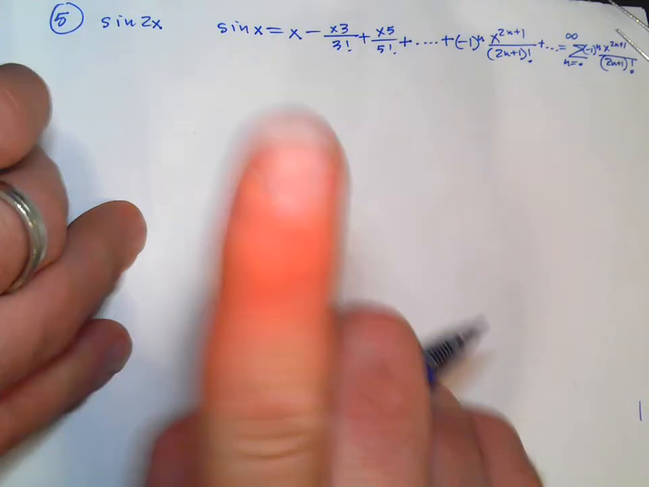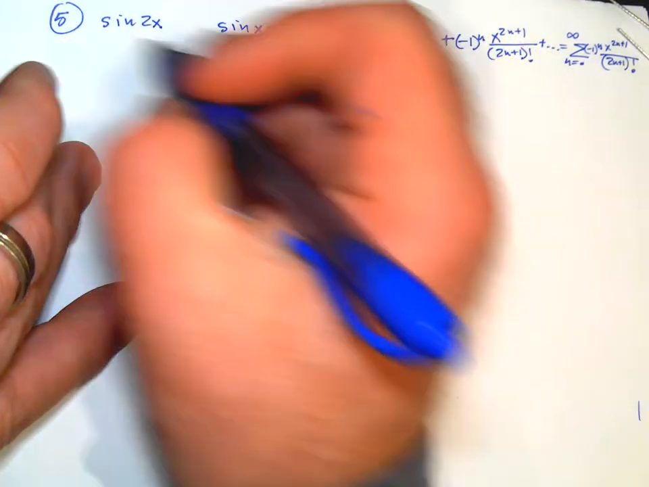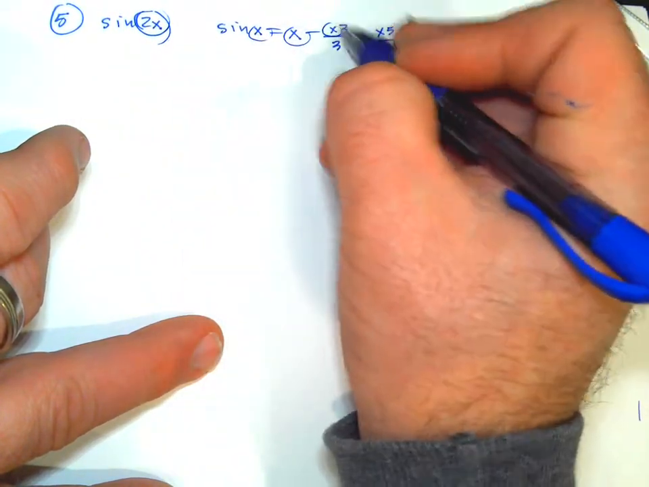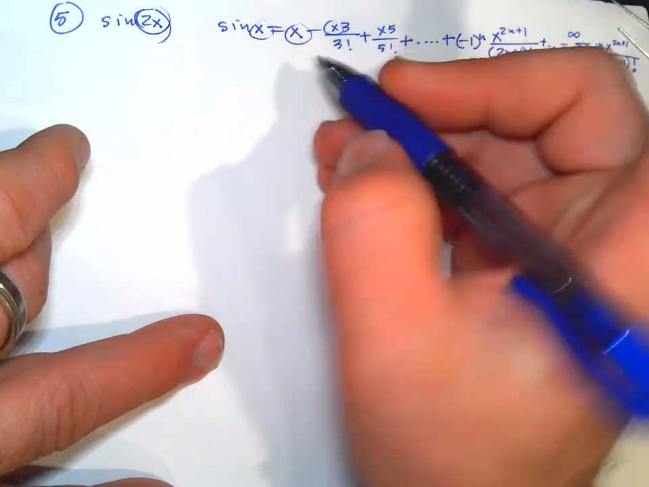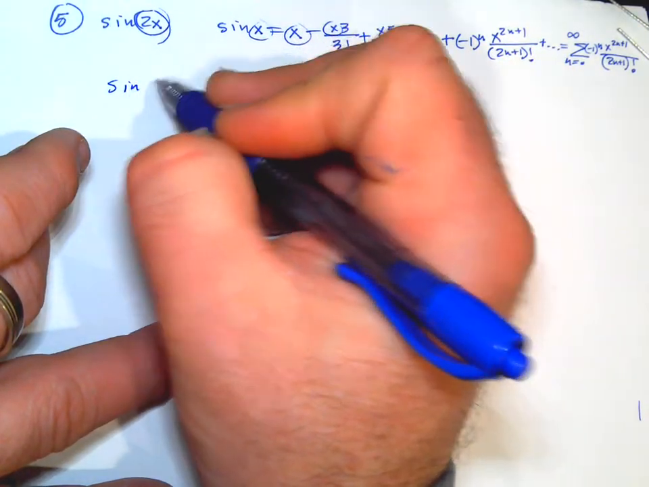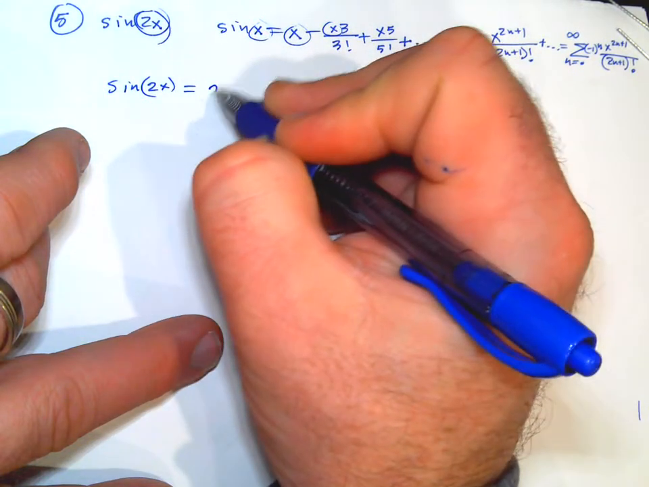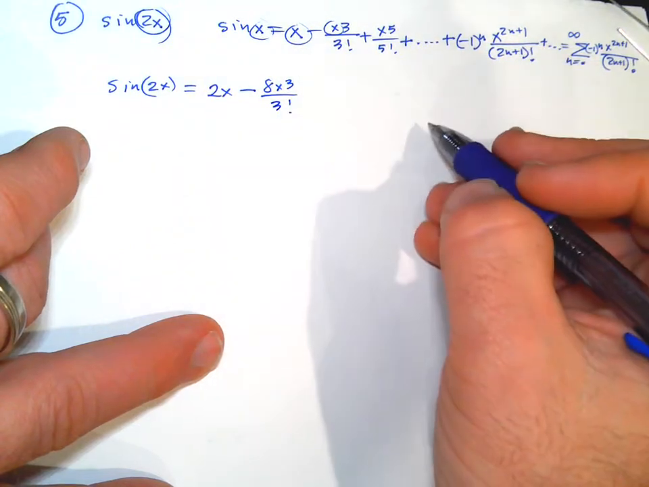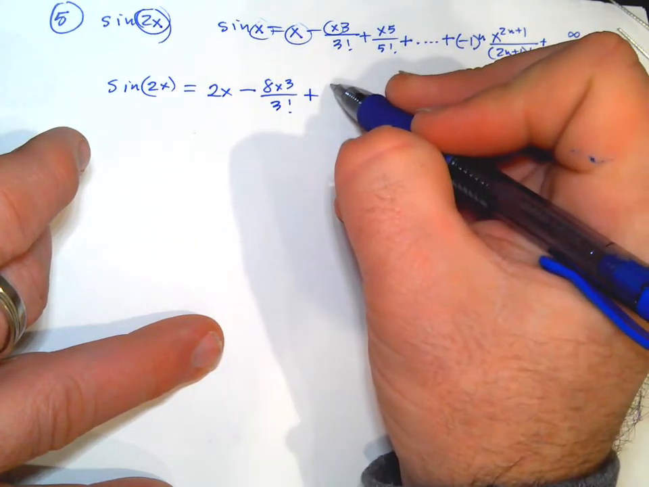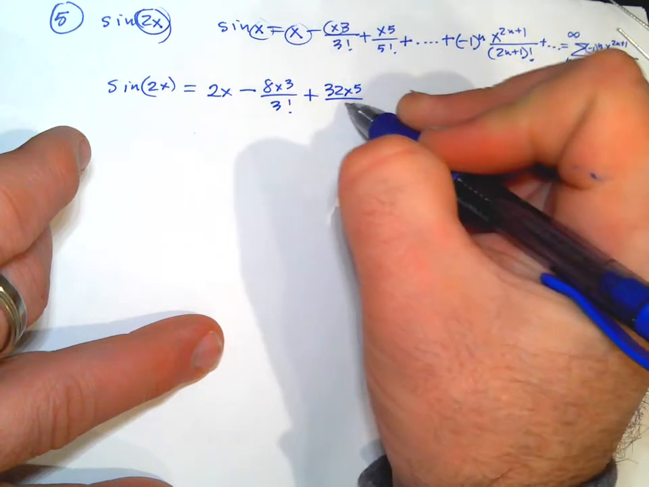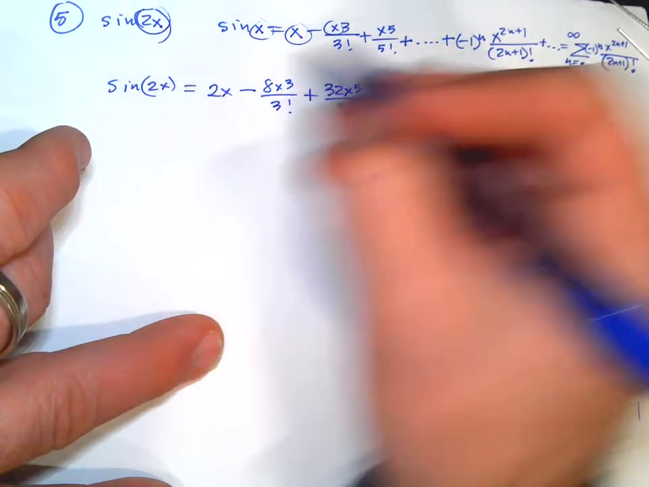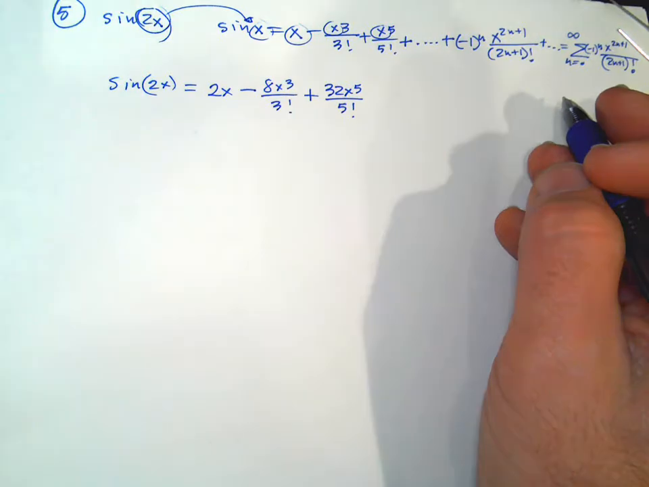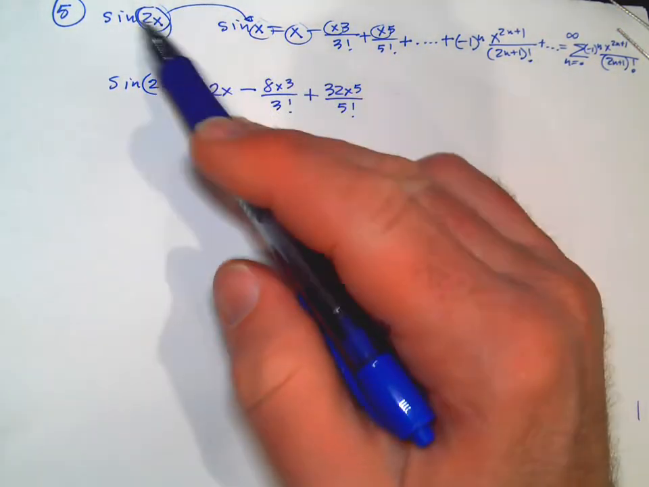So guess what we can do? Check this out. If you want to do sine 2x, then it's just like plugging 2x in everywhere you see an x. But anything that's happening to the x has to happen to the 2x. So sine 2x equals 2x minus 8x cubed over 3 factorial plus 32x to the 5th over 5 factorial. So the 2 gets raised to that power because that's what's going in for the x. But that's so fast. That's so much faster than doing all the derivatives of this.